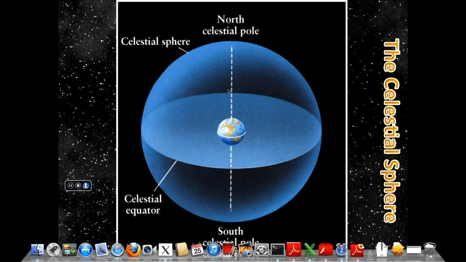The celestial sphere has a north pole directly above the Earth's north pole and a south pole directly below the Earth's south pole. It also has an equator, which is the extension of the Earth's equator.